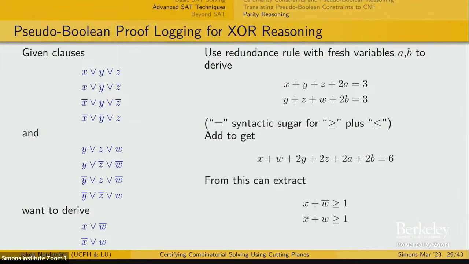And then if you work a little bit more, it turns out that you can actually efficiently, this is not obvious, you have to do a little bit of work, but now you can extract efficiently these inequalities, which are exactly these clauses. And this scales very nicely. So again, this is something that we have implemented, and you get an order of magnitude faster proof logging and proof verification than has been the case before.